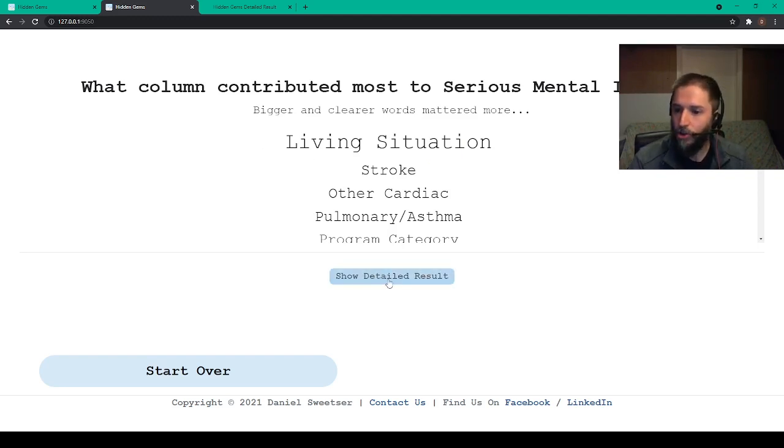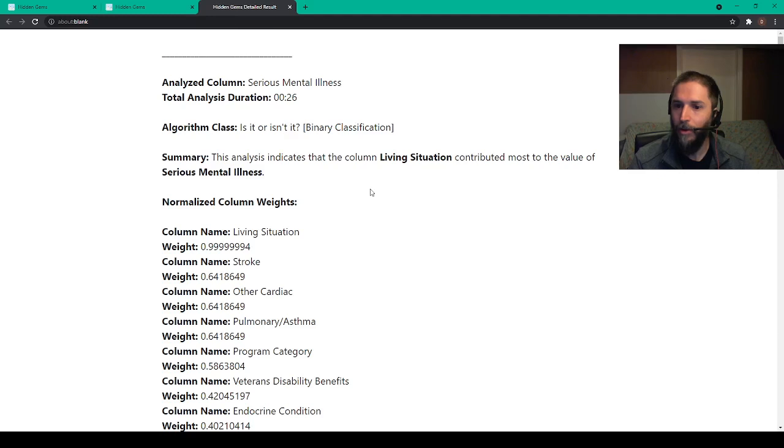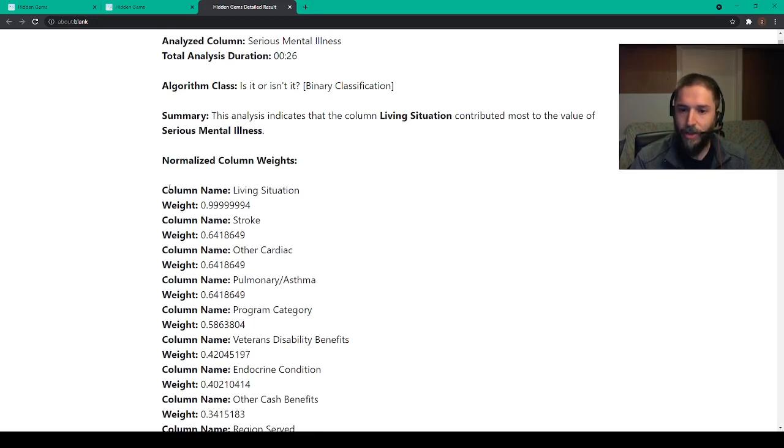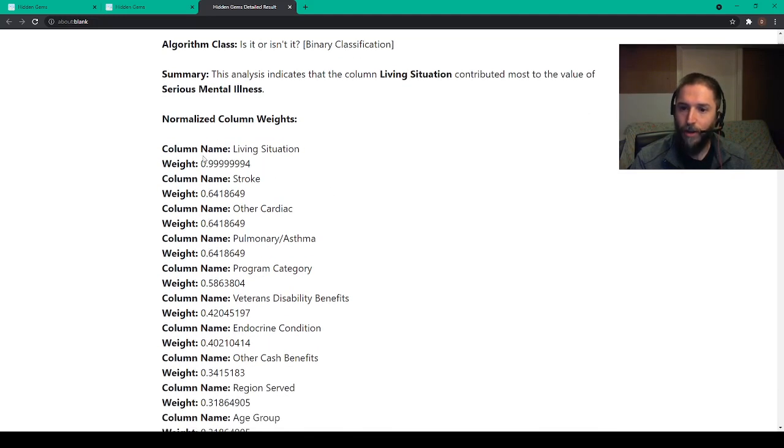Now I can click show detailed result, and I have that up. This is where I see the particulars of what I found. The first round of analysis took about 26 seconds. And it found that the column living situation contributed most to the value of serious mental illness. Below that, I've got the particular contribution. On a scale of 0 to 1, living situation was 0.99, and stroke was 0.64. So you can see the details here.